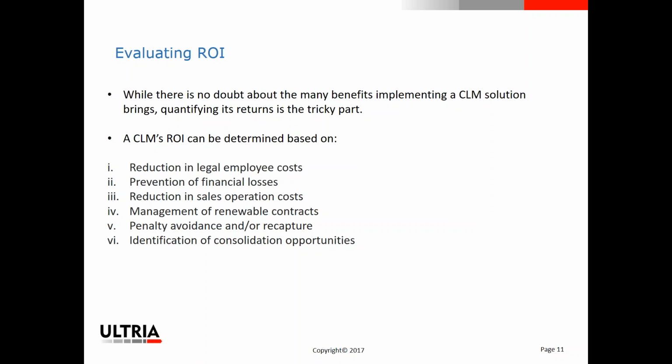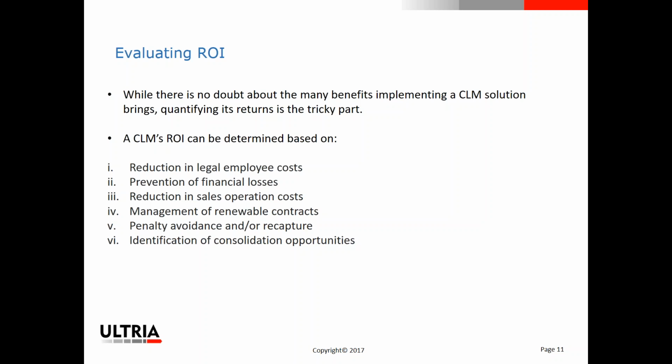So there are certain areas here that are very easy to determine and easy to estimate. So the reduction in legal employee costs, in other words, do I save money by reducing the amount of people I need in my contract administration, contract management teams? Nobody likes to think in terms of headcount reduction. So I like to think of it instead as what kind of productivity gain might we be able to expect?